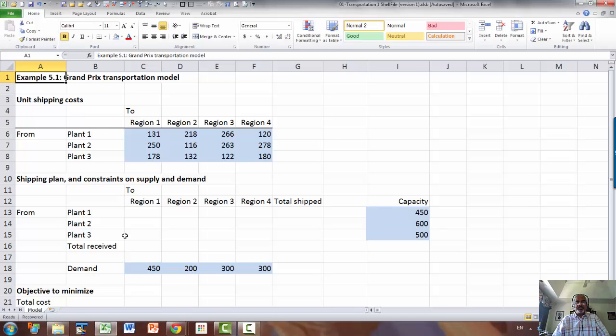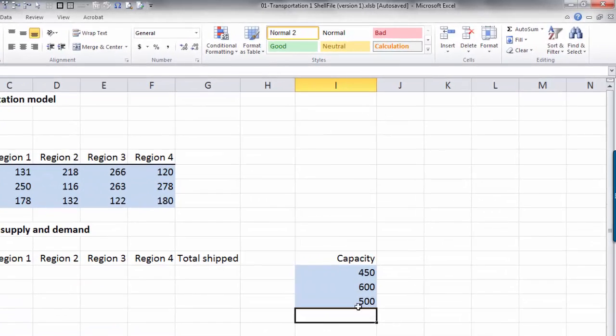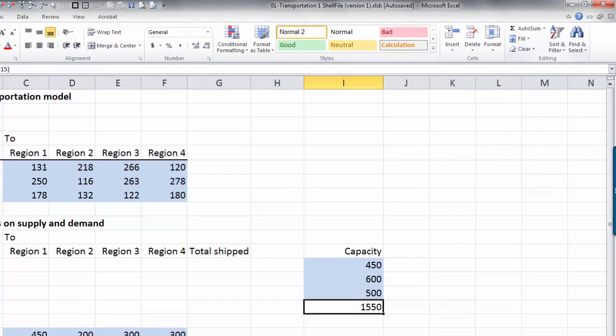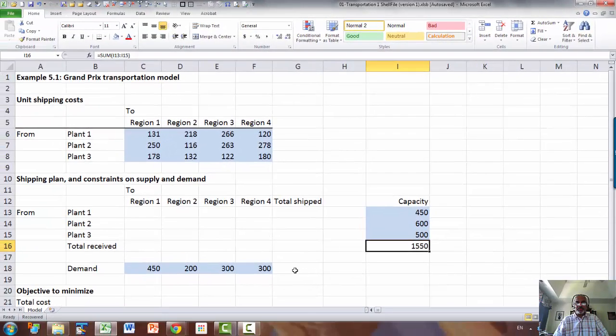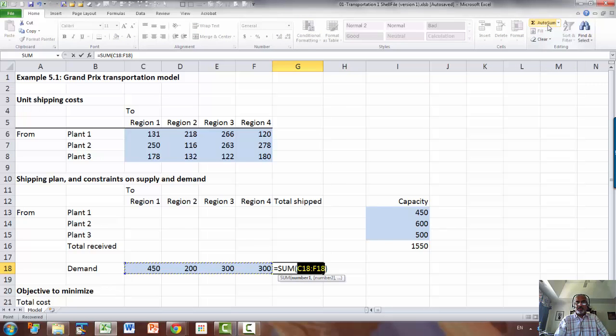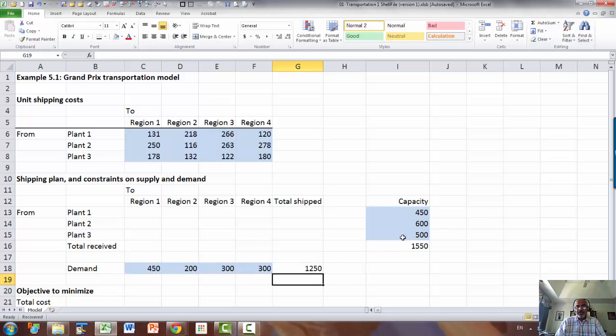Now the first thing we need to do before setting up the model is to make sure that we have sufficient capacity to meet the demand. So if you sum the capacities, that's the total capacity available, and if you sum the total demand, go auto sum. Now if the total capacity is equal to or greater than demand, then there is no problem. We have enough capacity to meet the demand.